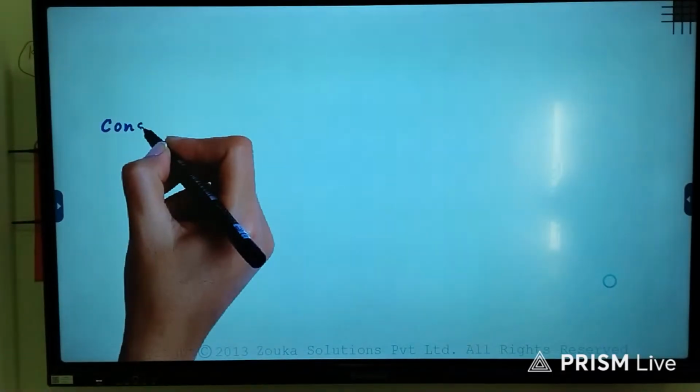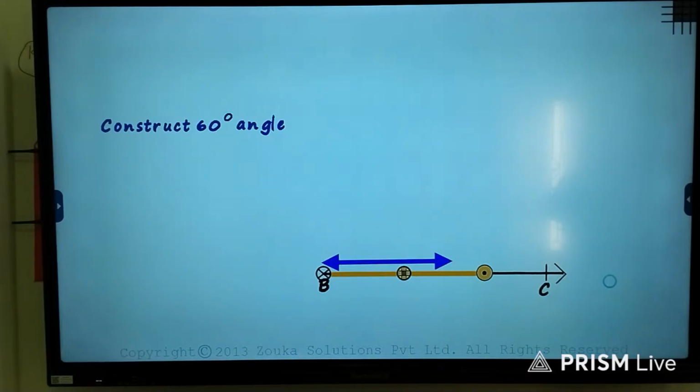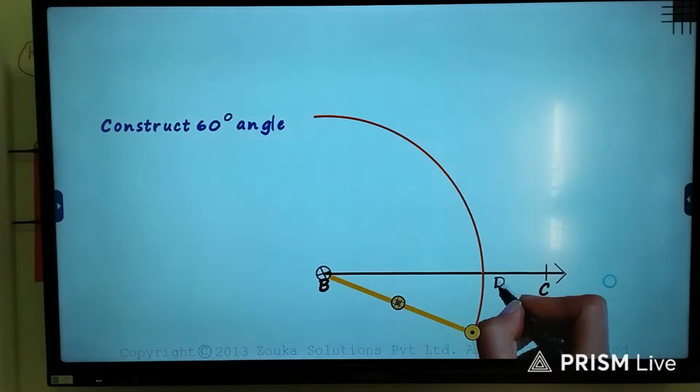Let's see how we can construct a 60 degree angle. Let the initial arm of the angle be where we see. With the compass on point B, choose a convenient width, maybe a little more than half this length. Then we draw an arc from above point B, which crosses where we see at point D.